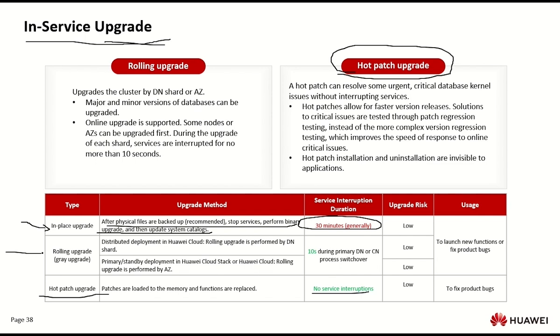And if we want to do a major version upgrade, for example to enjoy some new functions, then you can do the rolling upgrade, either by the same nodes or by each AZ. For example, you can upgrade AZ1 first, then AZ2, then AZ3. You will see that there will be only 10 seconds during the primary data nodes or CM nodes switchover for your services.